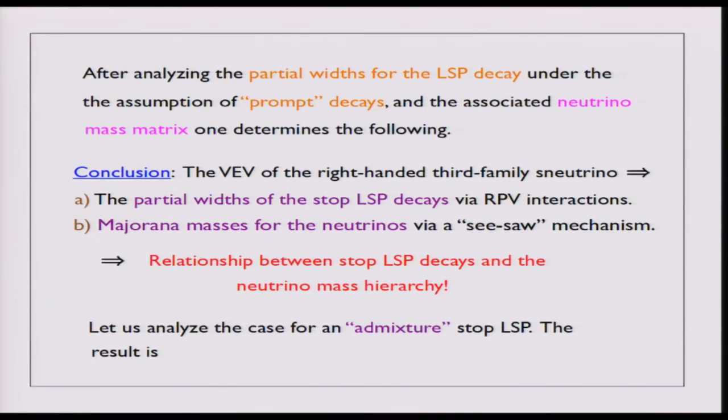Big job, because all the neutralinos mix. And what we find is the following. Remember that the right-handed neutrino, third family neutrino, gets a vacuum expectation value. That leads to R parity violation, which then gives us the partial widths for these decays. But it's also true that the VEV of the right-handed third family neutrino goes into the Majorana masses for the neutrinos via a seesaw mechanism. So what we find, and what was amazing to me, and I think it's an interesting kind of result, which you don't expect, is that you get a direct, calculable relationship between stop LSP decays, which might be observable at the LHC, and the neutrino mass matrix and the mass hierarchy, whether it's an inverted or regular hierarchy, can be determined exactly.